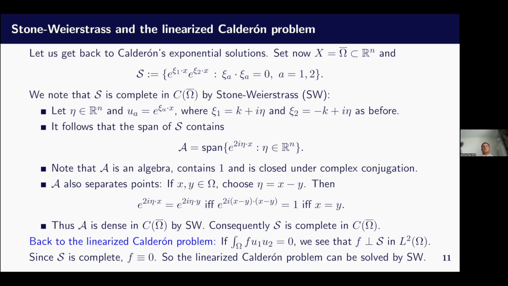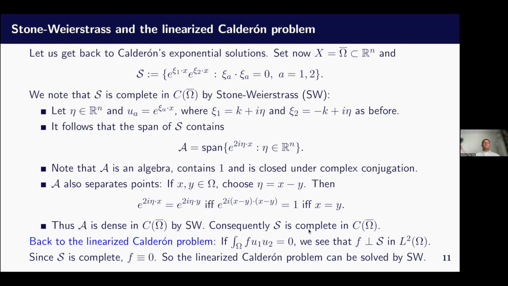So recall that there were basically 4 conditions for the Stone-Weierstrass. First of all, this A needs to be an algebra, check. It contains 1, check. It's closed under complex conjugation, check. And A separates points. So we can apply the Stone-Weierstrass theorem to see that A is dense in the continuous functions over omega. This means that S is complete in the continuous functions on omega. Maybe at this point, I want to recall that a complete set just means that its span is dense.